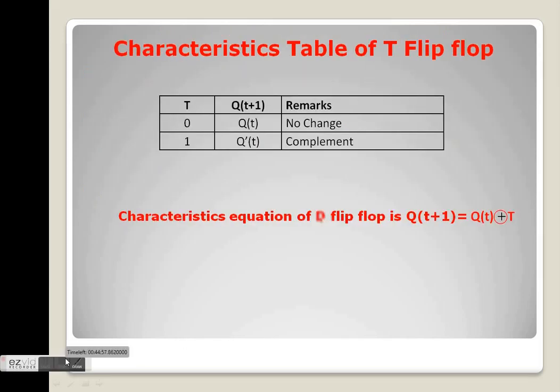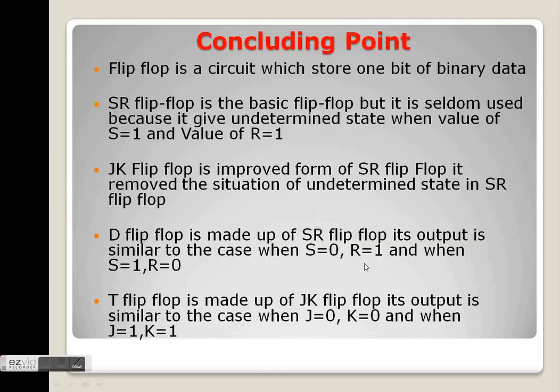Students, let's now discuss the characteristics table, or the truth table of T flip-flop. The truth table of T flip-flop is visible on your screen. It is clear that when the value of input T is 0, in this case the output will remain as such. It will not change its present state. And when the input T is 1, in that case the output will be the complement of its present state. Okay. Now the characteristics equation of T flip-flop is Qt exclusive OR T.